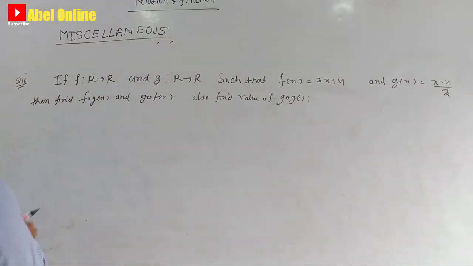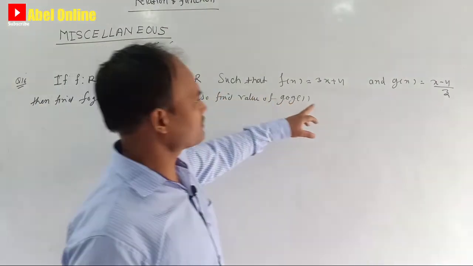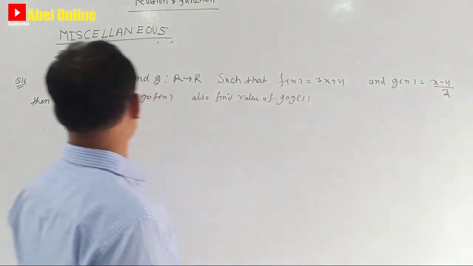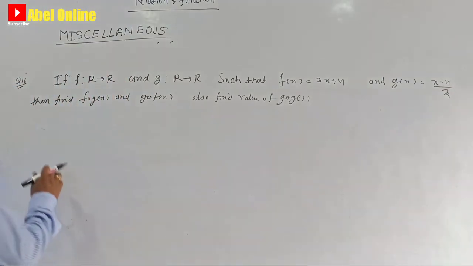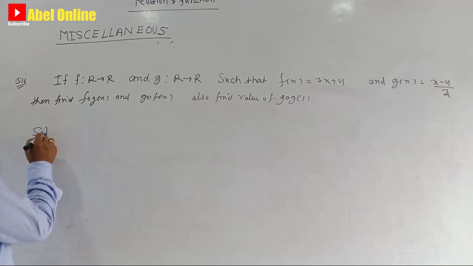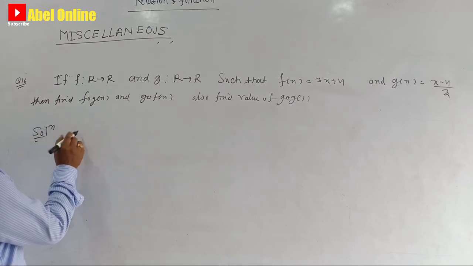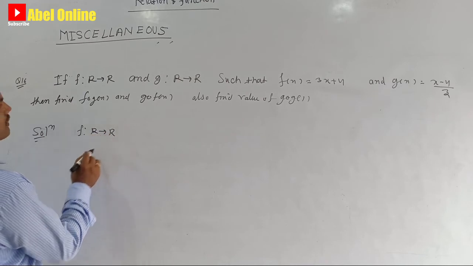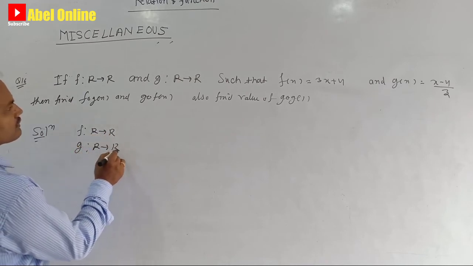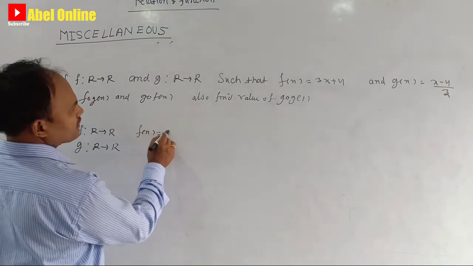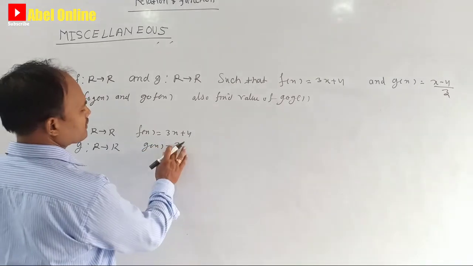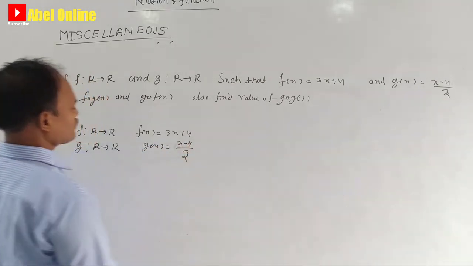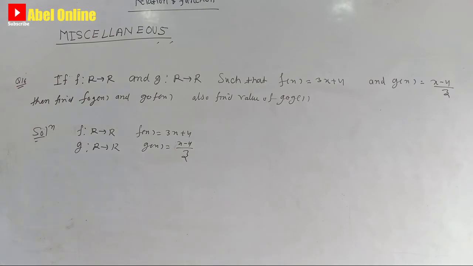Now the question is: if f from R to R is defined and g from R to R is defined, such that f of x equals 3x plus 4 and g of x equals x minus 4 by 3, then find fog x and gof x, and also find the value of gog 1. So we are going to solve this question.